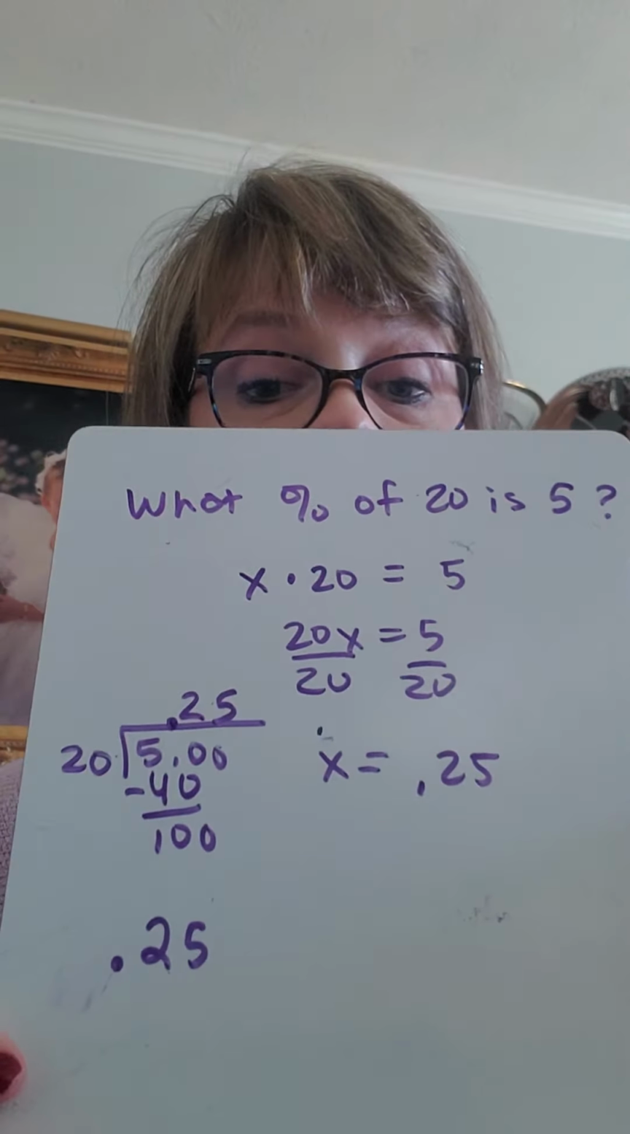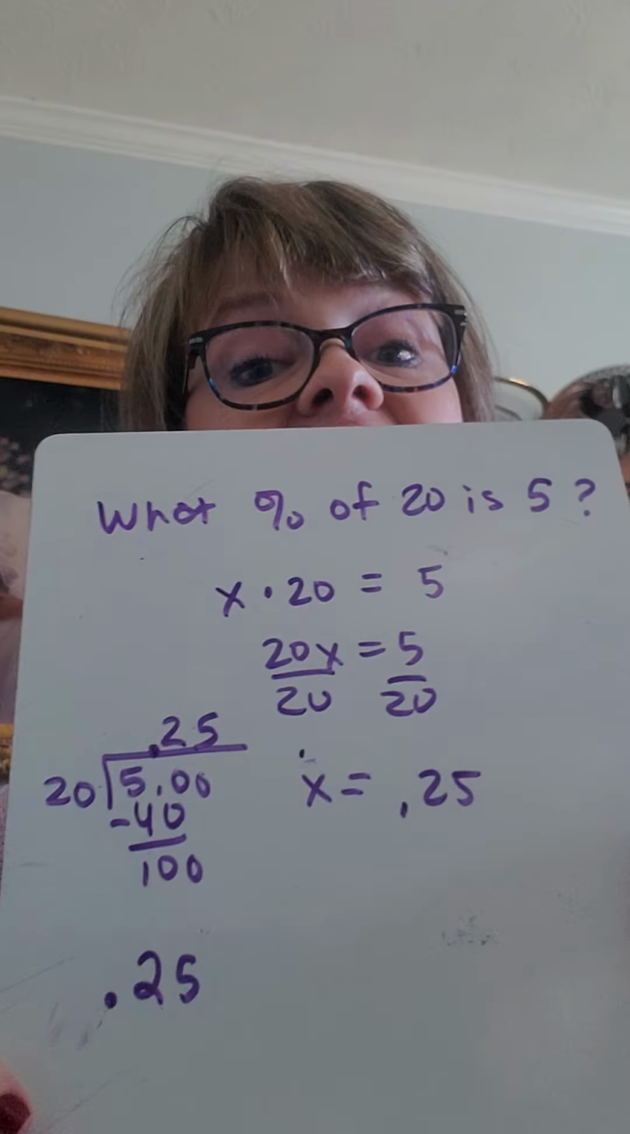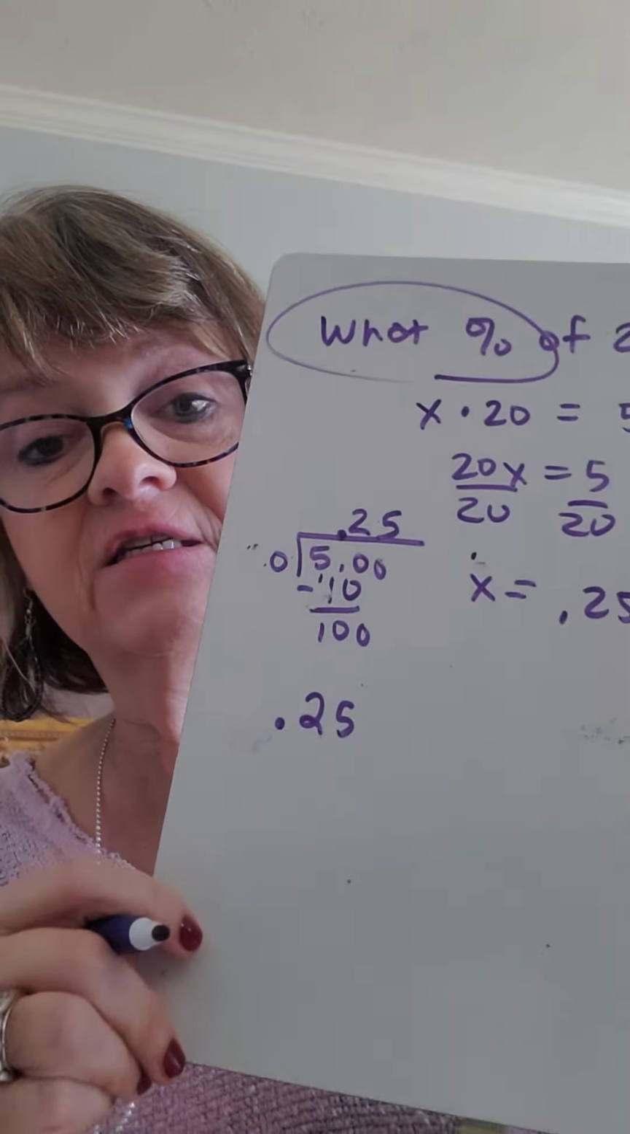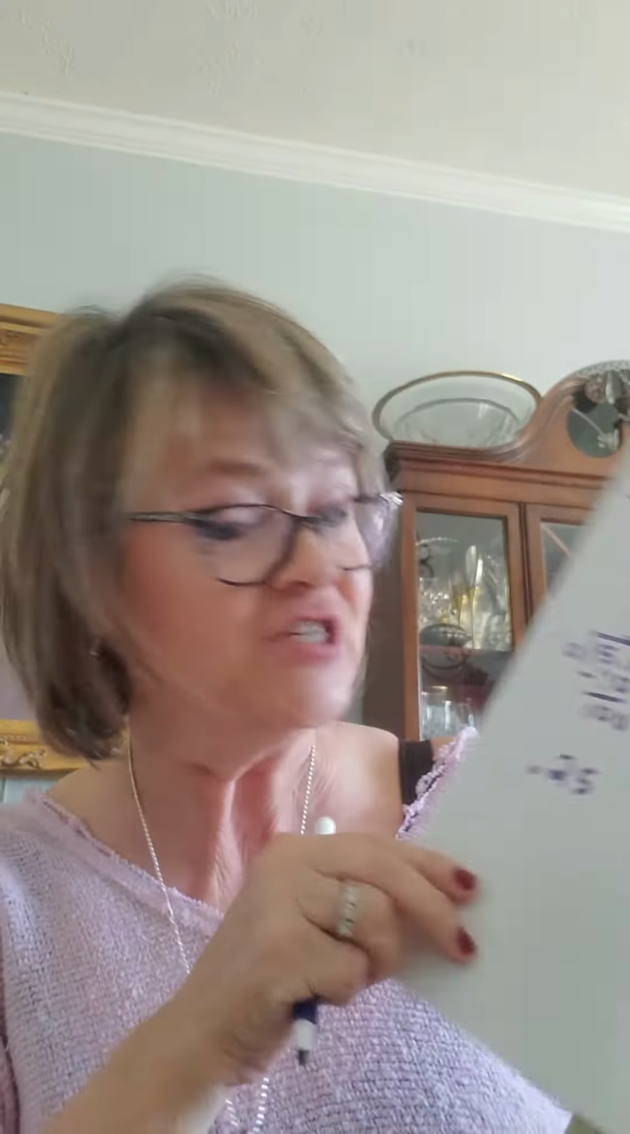But that doesn't mean that's what x is. The answer for x is 0.25, but that is not the answer to the question, is it? No. Because it said what percent, and this decimal is not a percent. But what is so super cool is you all know how to change a decimal to a percent. Changing a decimal to a percent is as easy as shifting the decimal 2 spots towards where the percent sign sits. So instead of 0.25, we'll shift it twice. The answer to this is 25%. So that was so much fun. We're going to do another one.